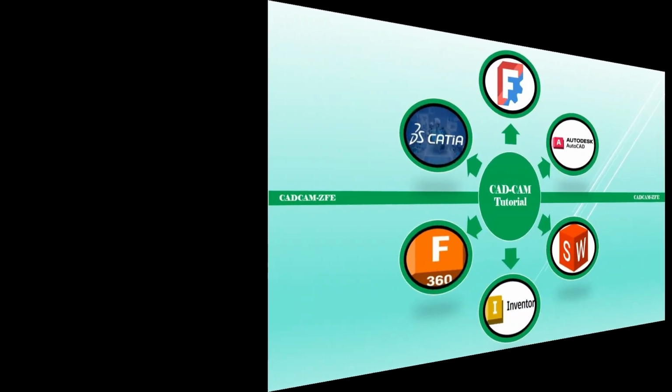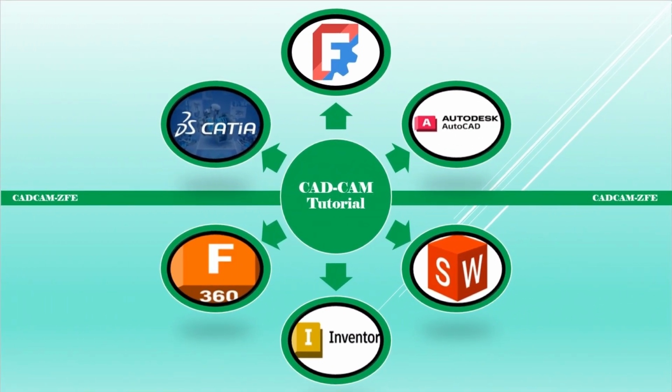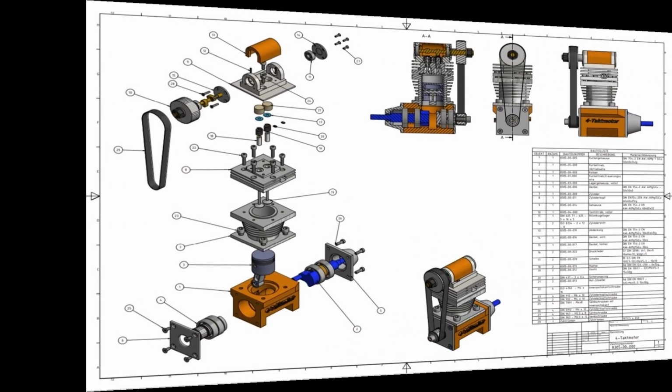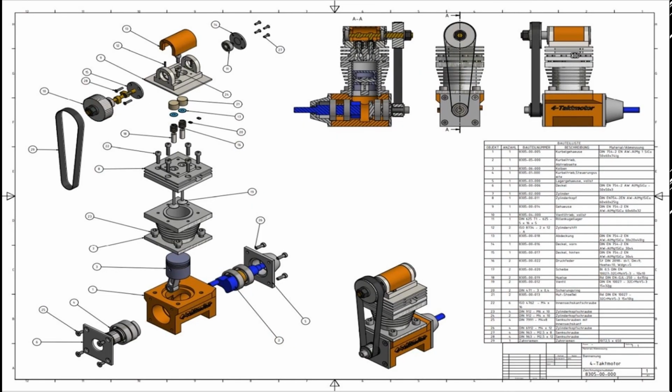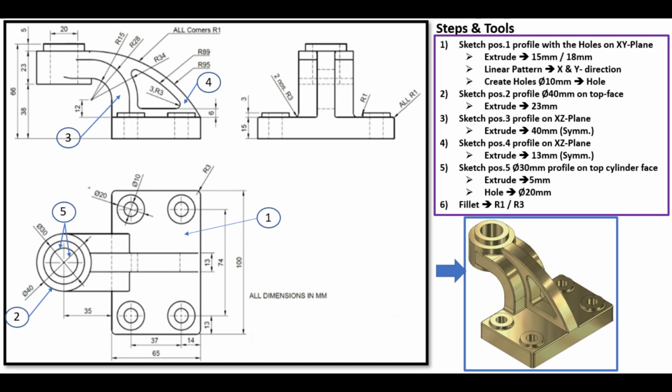In this tutorial, you learn, in addition to the FreeCAD sketching, also about the application of FreeCAD tools like Extrude, Hole, Linear Pattern, and Fillet. This is the exercise for today. We convert this 2D drawing, step by step, into this 3D solid part. Here you find the steps and the tools that I used to create this 3D solid part.